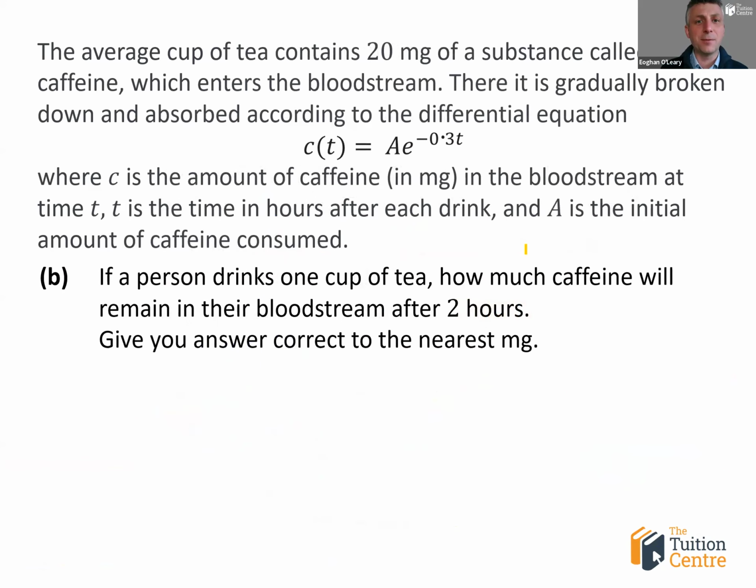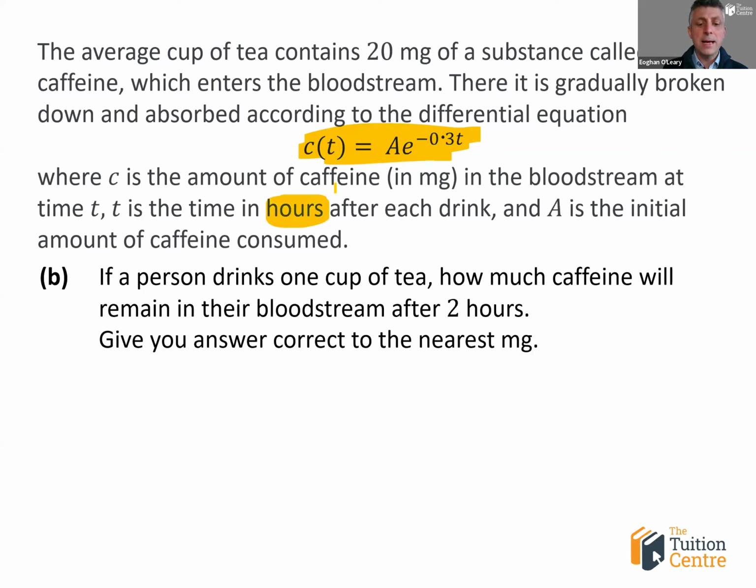So part B is different from part A, but the context is the same. It's still about drinking tea. The average cup of tea contains 20 milligrams of a substance called caffeine, which enters the bloodstream. There it is gradually broken down and absorbed according to a differential equation. C(t) is equal to A times e to the power minus 0.3t, where C is the amount of caffeine in milligrams in the bloodstream at a time t. T is the time in hours this time around, so you just got to be careful.